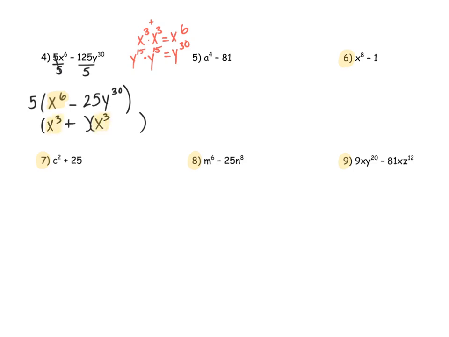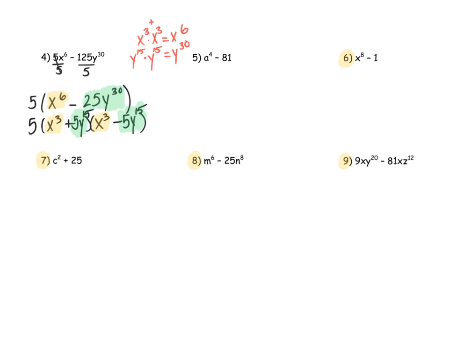We'll put our plus and our minus. And how do I break up 25 y to the 30th? Well, the square root of 25 is 5. So we're going to put a 5 here and a 5 here. And the square root of y to the 30th is y to the 15th. And that will go in the back end of the parentheses. And then we just have to remember to bring down the GCF of 5.